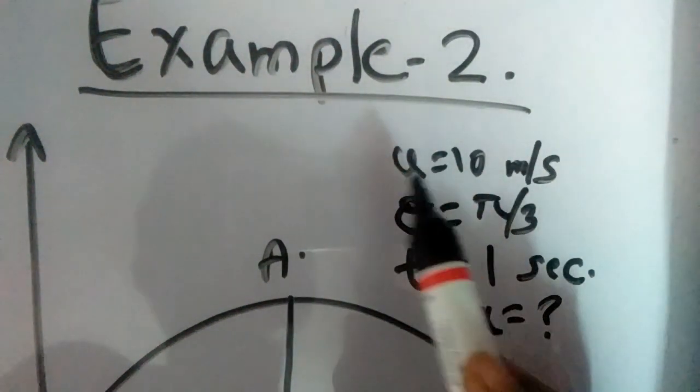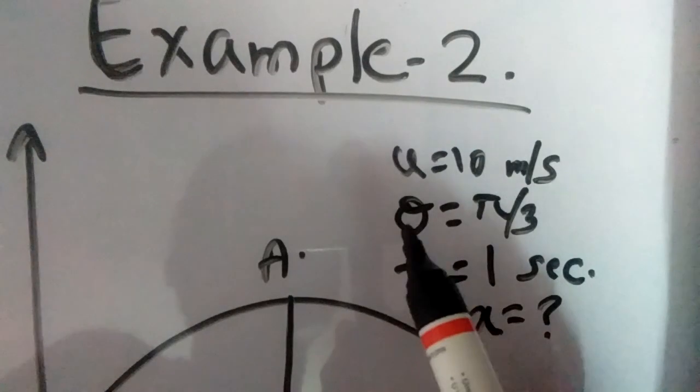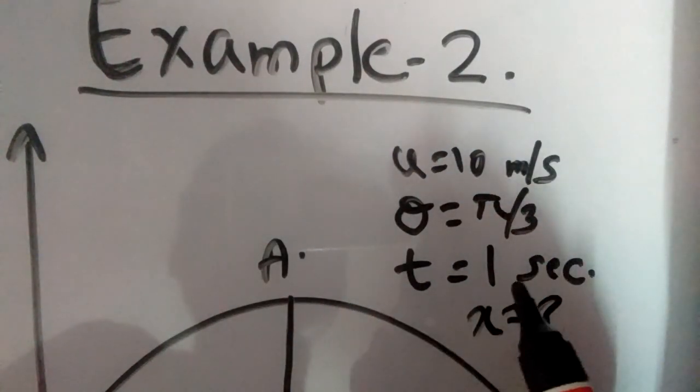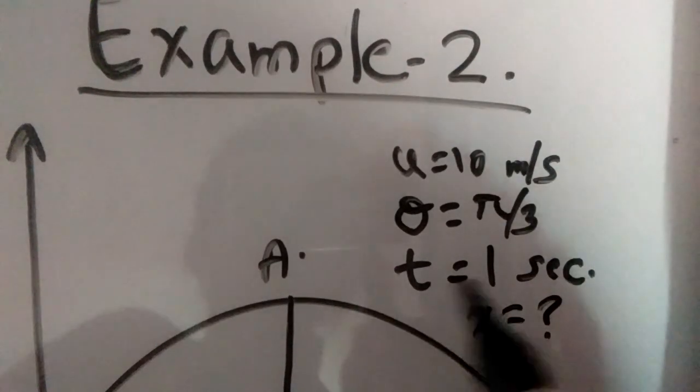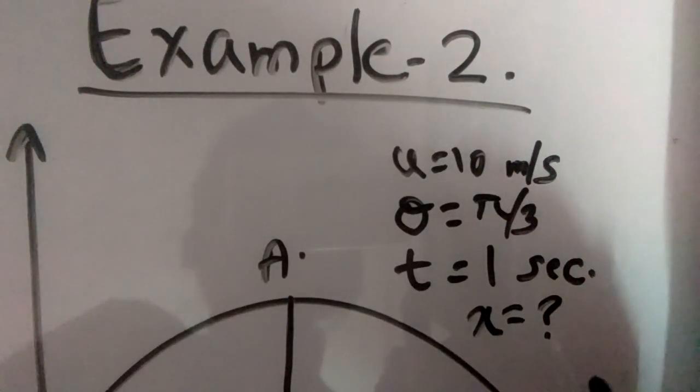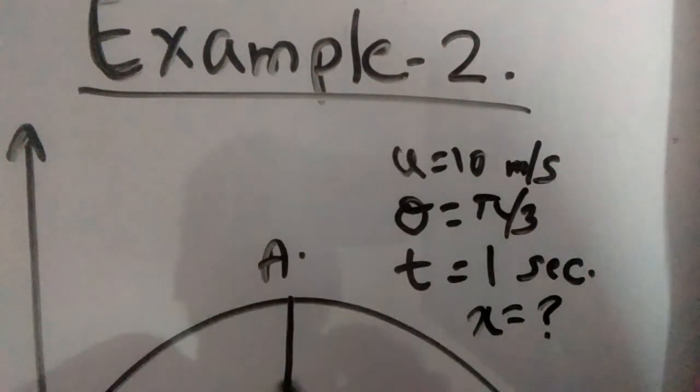In this example, u is given as 10 meters per second, theta is pi by 3, and t equals 1 second. We want to find x, the horizontal distance covered by the body at t equal to 1 second. So first we want to calculate t half, which is the time required for half of the journey.